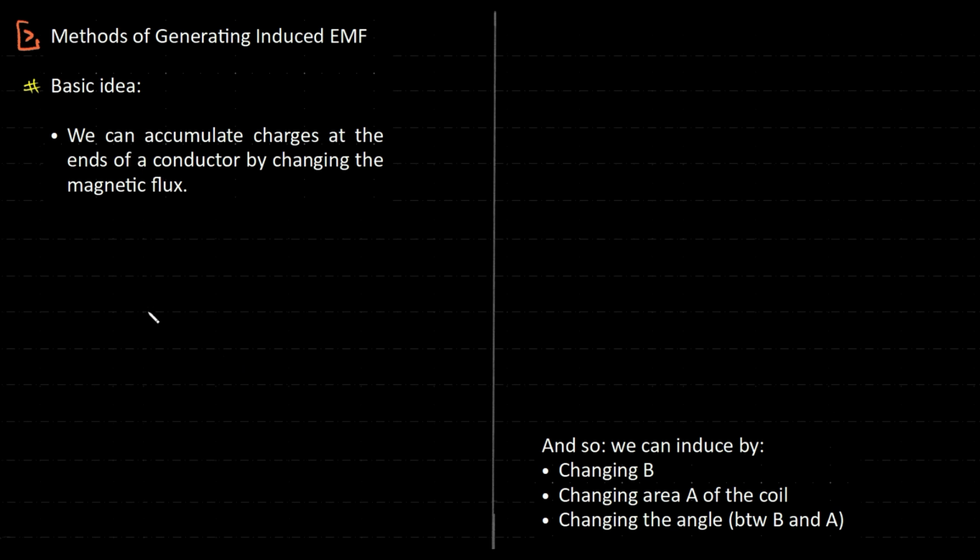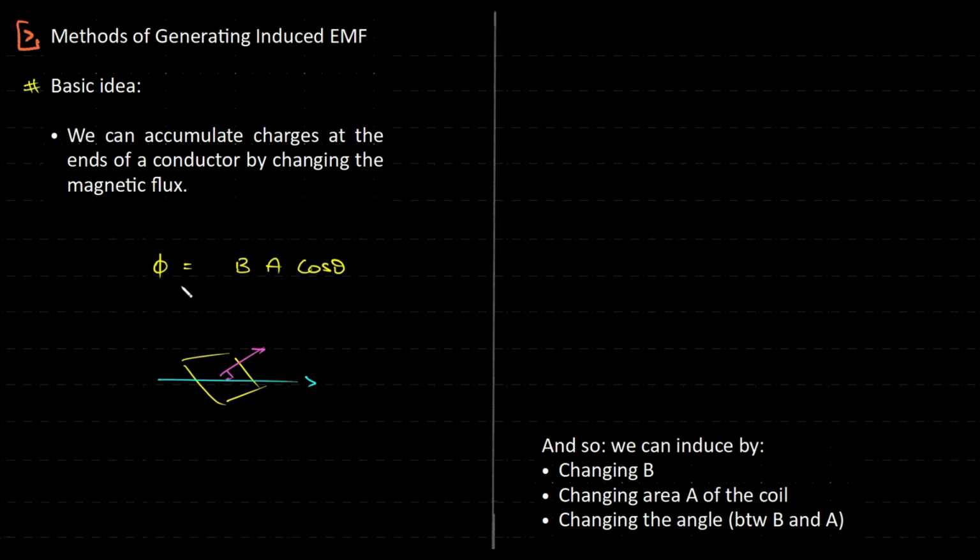See, basically we have to go back to flux, right? So everything starts with flux. Flux is given by BA cos theta. Remember area, and this is your area vector, and then the magnetic field. How parallel they are, it depends on that. So we can accumulate charge at the end of a conductor by changing the magnetic flux.